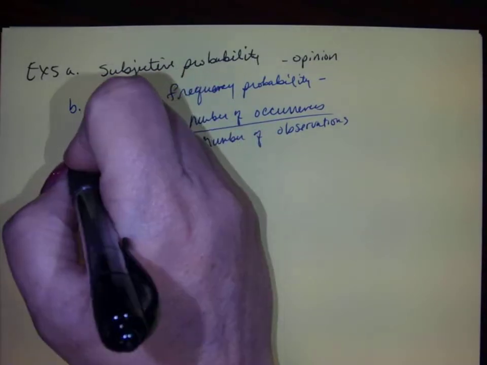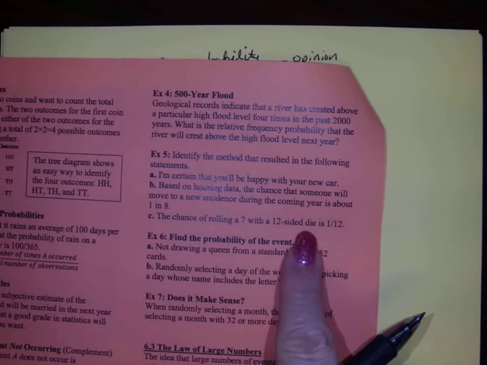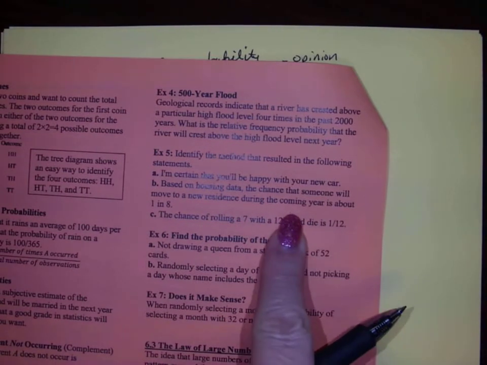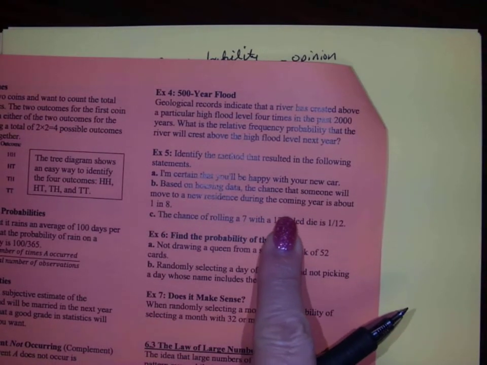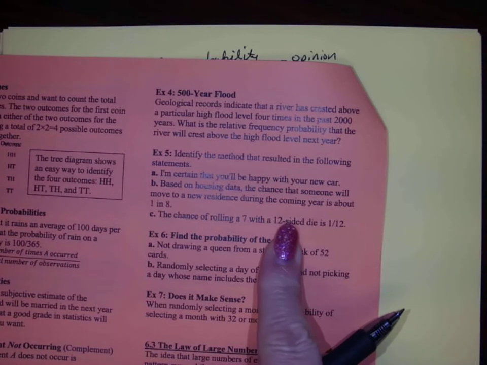All right, and then C talks about the chance of rolling a 7 with a 12-sided die is 1 out of 12. Well, why is that 1 out of 12? Well, if there's 12 sides, that means you have 1 through 12, and there are different dice. I showed you a standard dice.